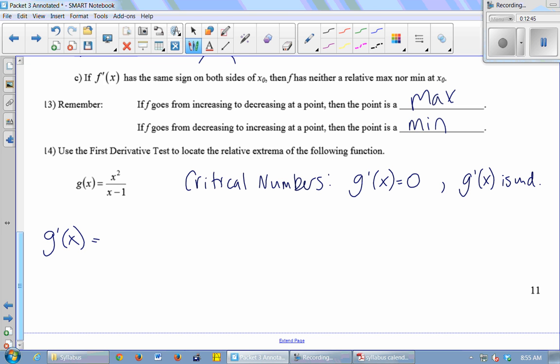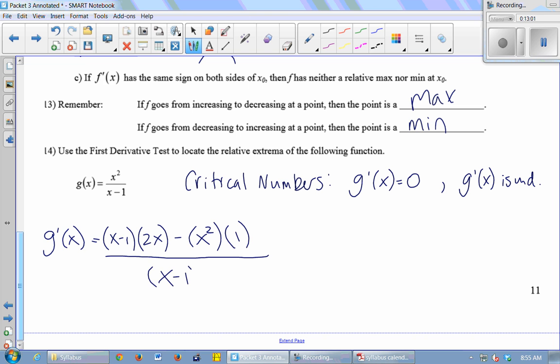Okay, so g prime, this is a quotient. We use the quotient rule. I've got the denominator times the derivative of the numerator minus the numerator times the derivative of the denominator, all over the denominator squared. So I suppose I could simplify this. It wouldn't be too hard. That's going to become a 2x squared minus 2x, and then I'm going to subtract an x squared. So this becomes x squared minus 2x over x minus 1 squared.